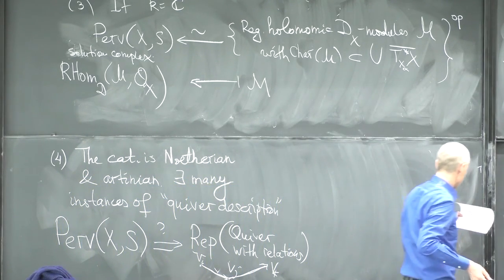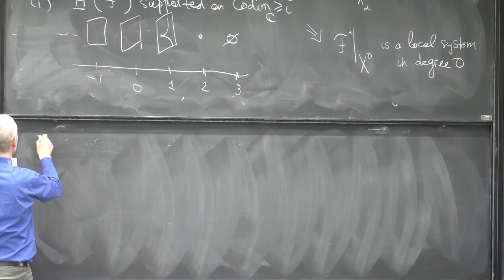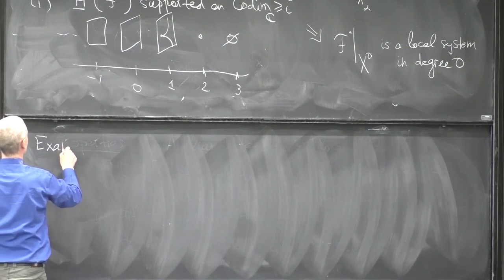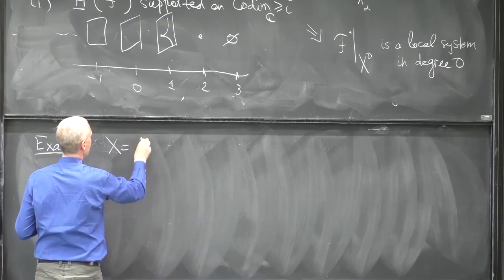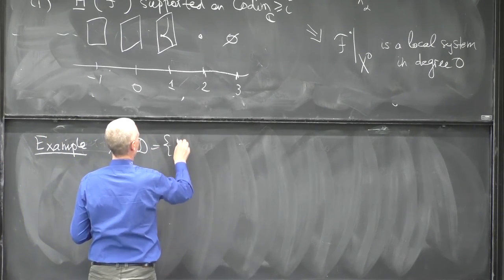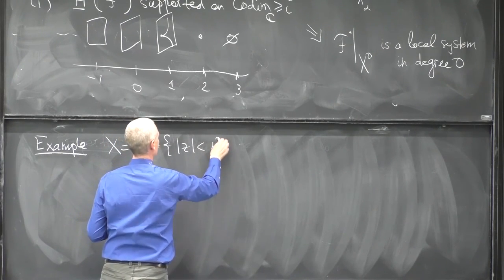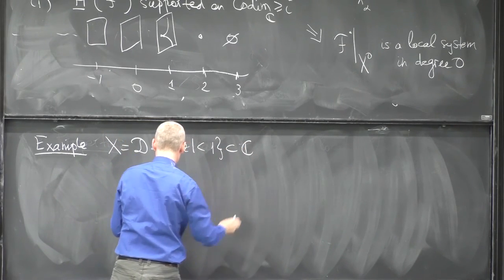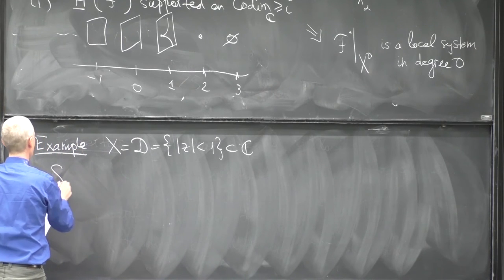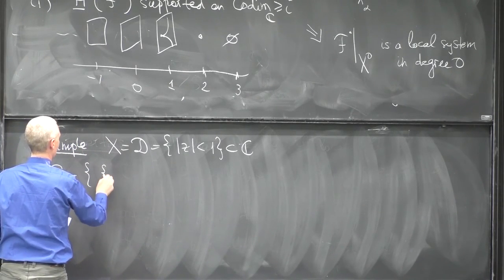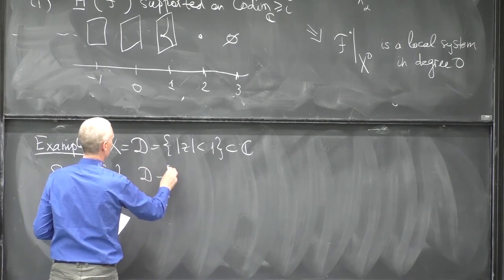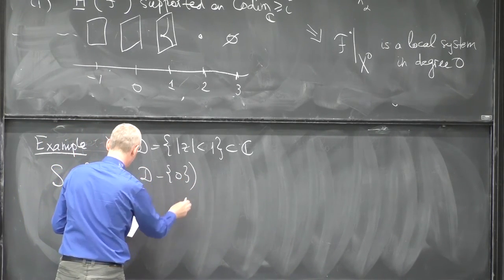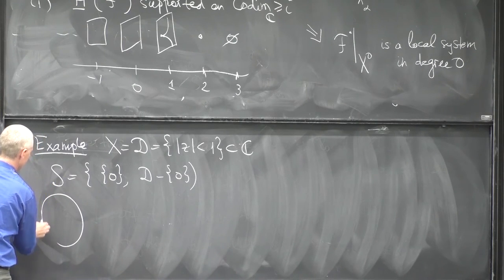Let me consider the most classical example. Suppose X is the unit disk, absolute value of z less than 1, inside C. Suppose S is a stratification consisting only of 0 and the complement, say D minus 0. So we have something like this.